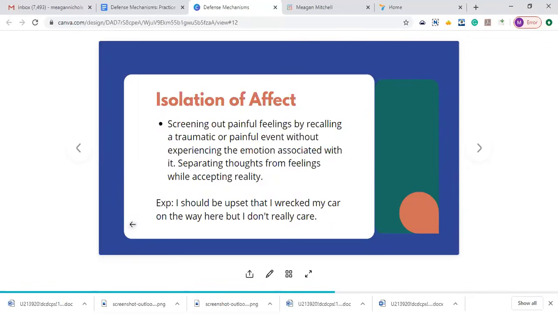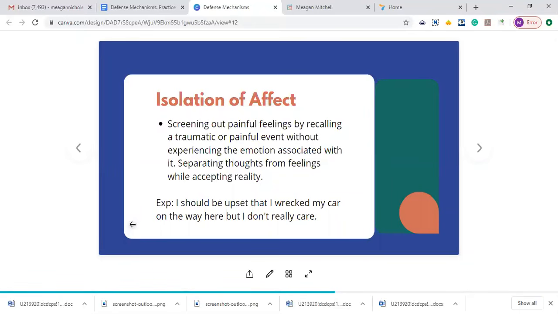An example here is someone got in a car crash, and the example is I should be upset that I wrecked my car on the way here, but I don't really care. That would be pretty alarming if someone came to you and they just got in a big car wreck and there was no emotion and they're like, I don't really care. They're taking the emotion out of that. And for some people, this is a coping mechanism that they use.